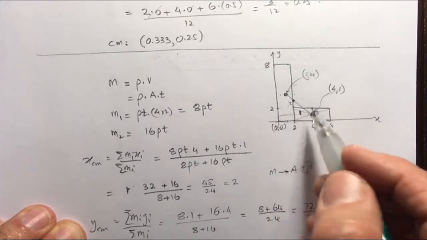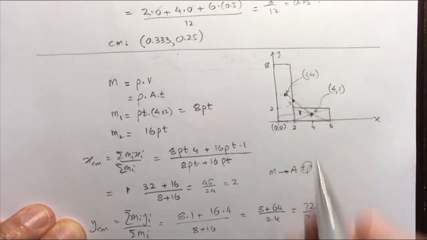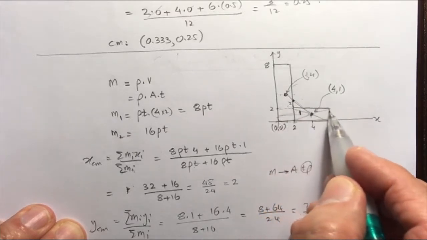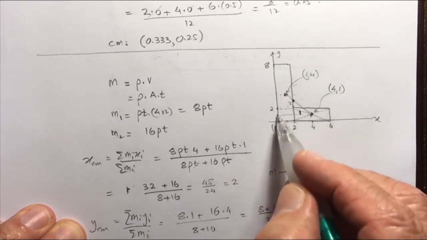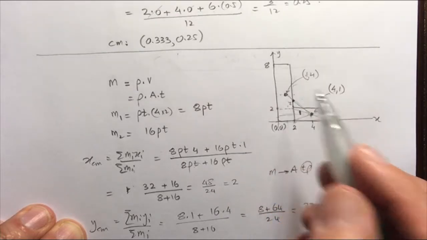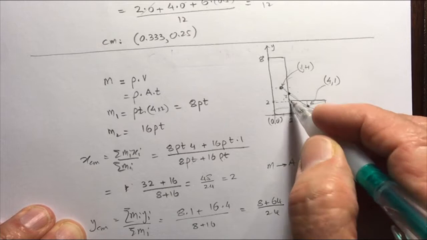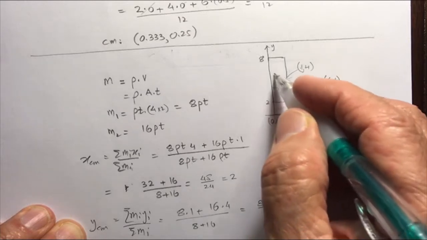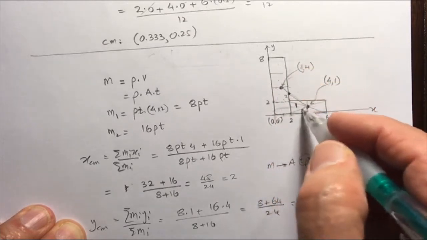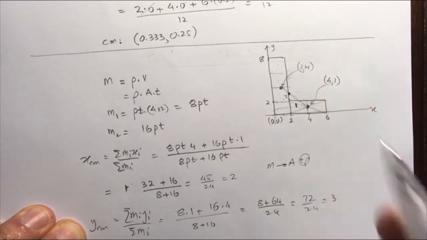Now, this is not the only way to do it. We could have divided it like this, M1 here and M2 here. We would still get the same center of mass. Or we could have divided this into many parts, M1, M2, M3, M4, M5, M6. We would still get the answer over here.